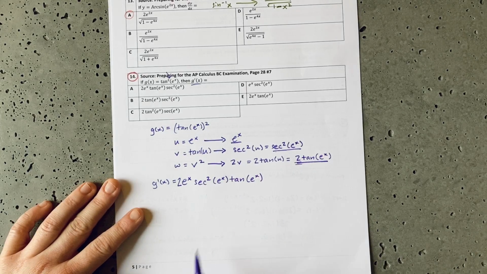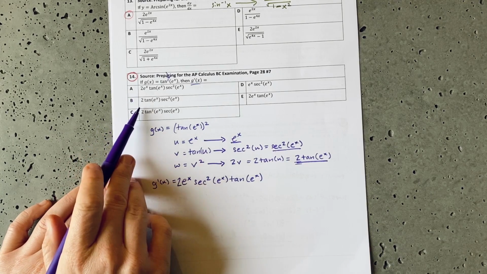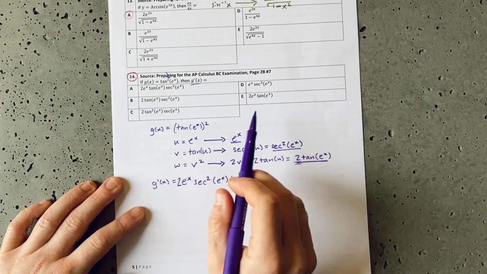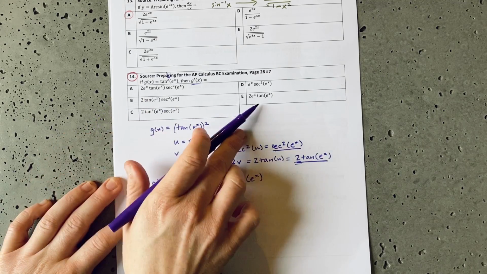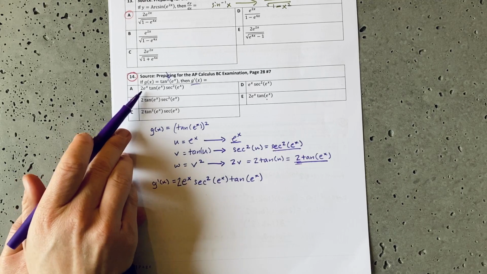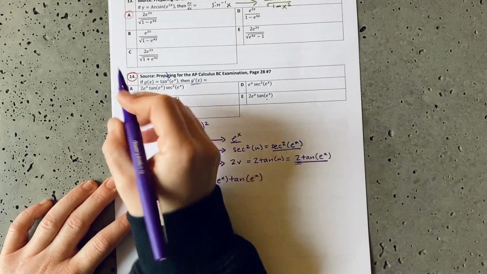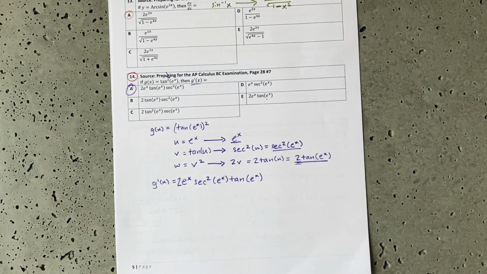Let's look for our answer choices. So we have 2e to the x. This one doesn't have 2e to the x, so we should be looking at this one and this one. This one's missing the secant squared part. Does this have everything? 2e to the x, yes. Secant squared e to the x, yes, and tan e to the x. A is the correct answer.